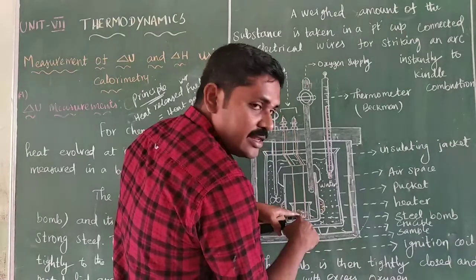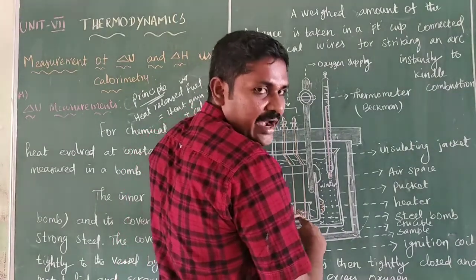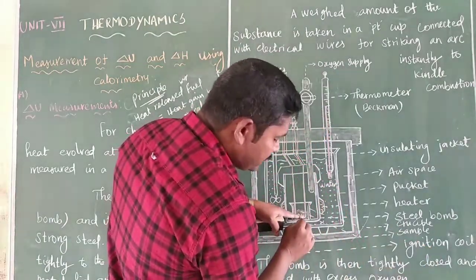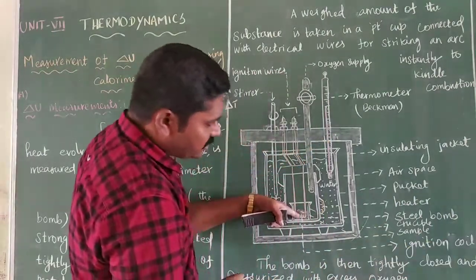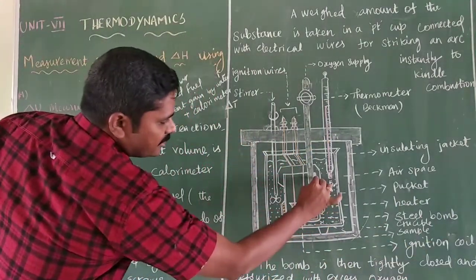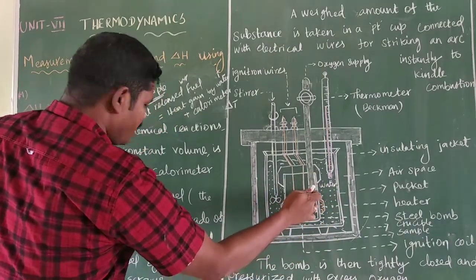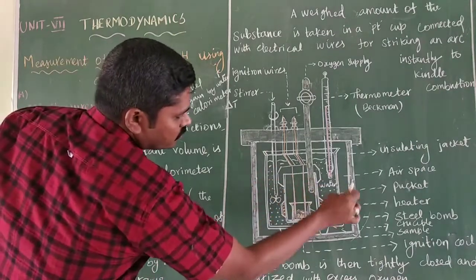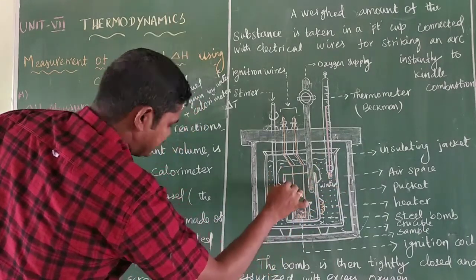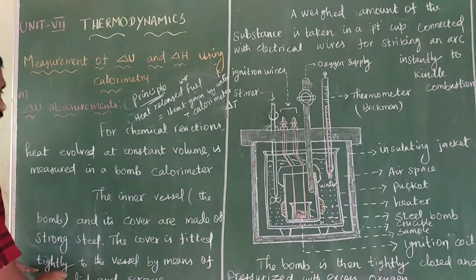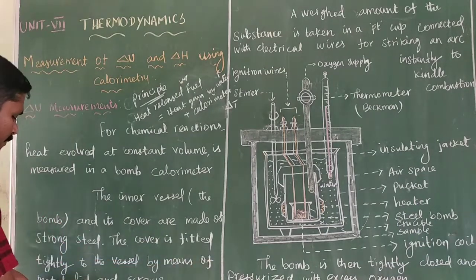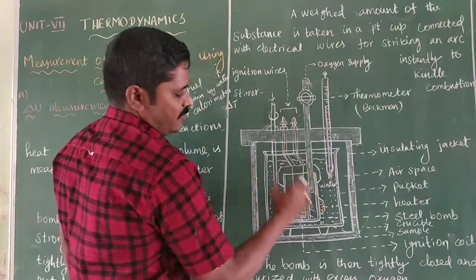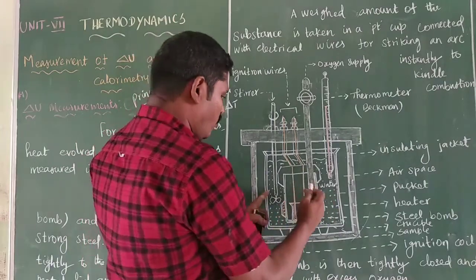The sample is an already weighed organic substance, with the ignition coil. The inner vessel, the bomb, and its cover are made of strong steel. The cover is fitted tightly to the vessel by means of a metal lid and screws. We fit it tightly so that the volume does not change, keeping it constant volume.